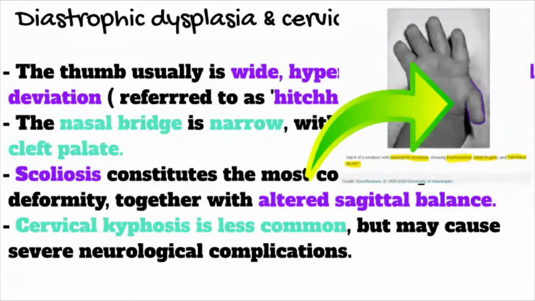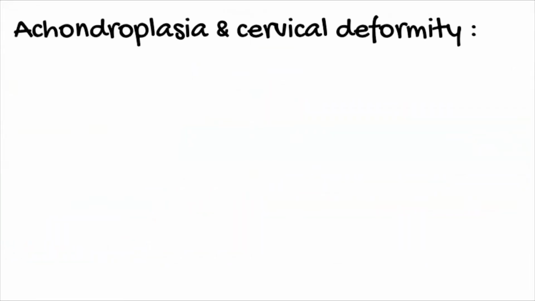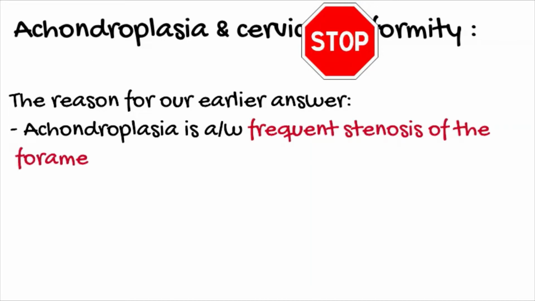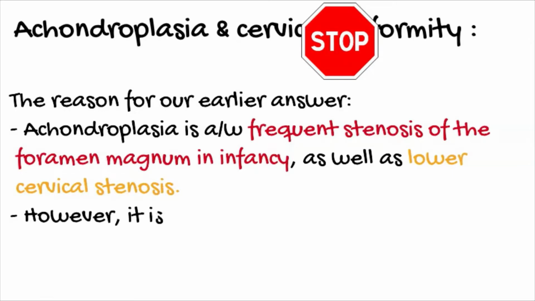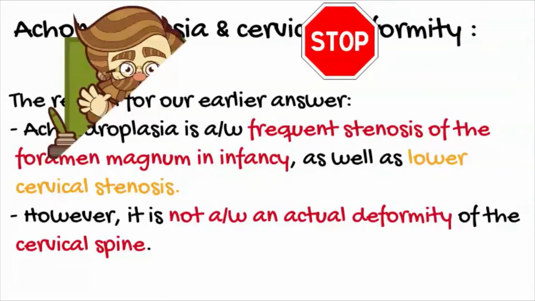Okay, everyone. Our answer for this question is achondroplasia and cervical deformity. Nope, there is no association. The reason for our earlier answer is that achondroplasia is associated with frequent stenosis of the foramen magnum in infancy as well as lower cervical stenosis. However, it is not associated with an actual deformity of the cervical spine.